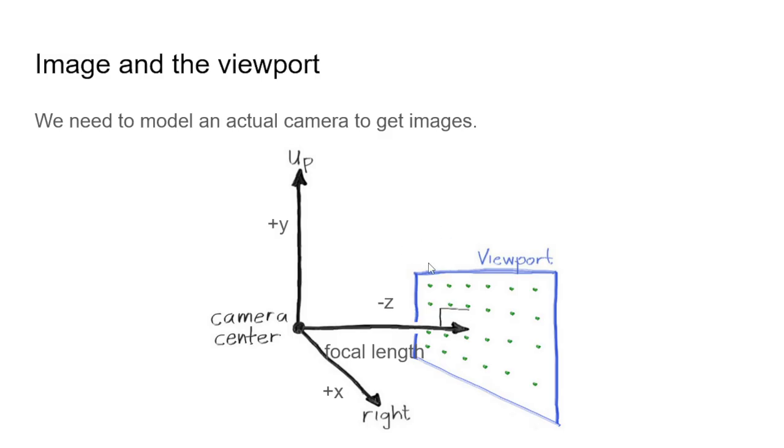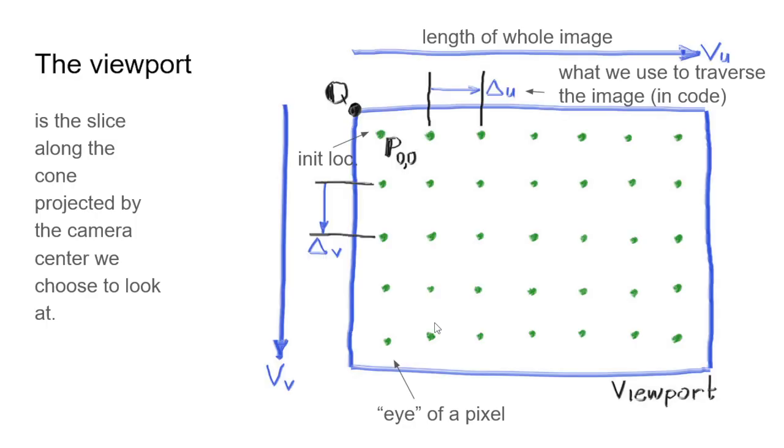And this viewport is basically a cross section of the view we're getting, right? If you can imagine this camera center, there's going to be a huge pyramid or conical shape coming out of it, and we're just going to get a cross section. Like I said, this is basically just the slice along the cone projected by the camera.